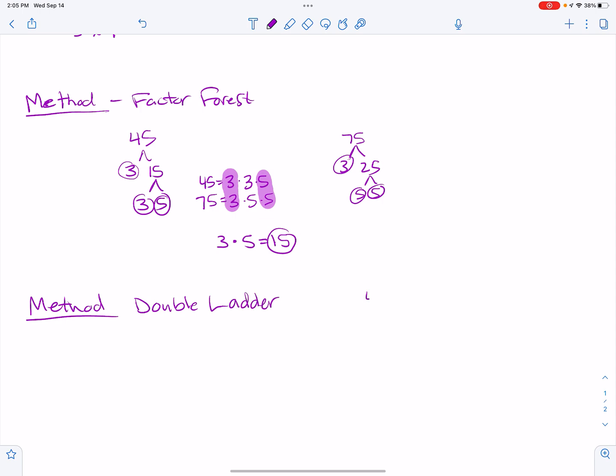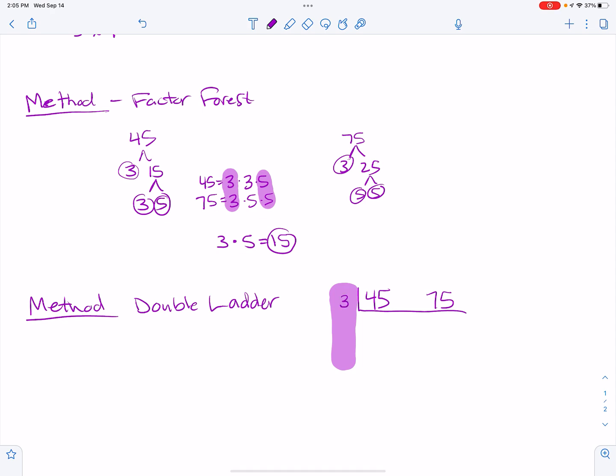So you set this up much like you would with another ladder, but just leave some space between the two numbers, and then you get your little L. Any factors that you put over here on this side need to be factors of both of those composite numbers. Let's start out with 3, because we're used to prime factorizing by using our smallest factors.